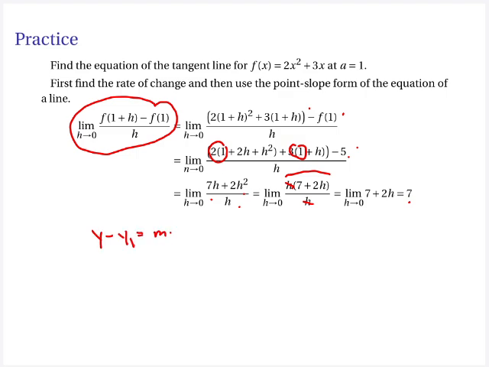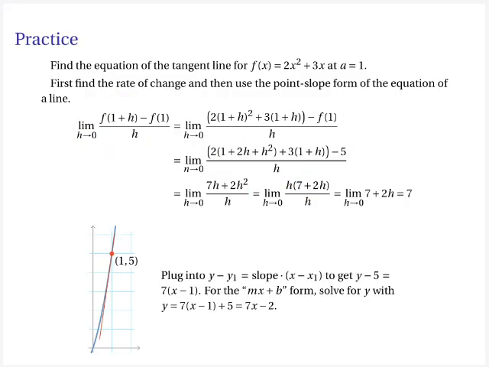Sometimes people call that m, x minus x1. You plug into that, and it gives you the equation of the tangent line. So I did that. I plugged in, and I got y minus 5 equals 7 times x minus 1. Where did I get the 5 from? Well, I simply plugged 1 into this formula.